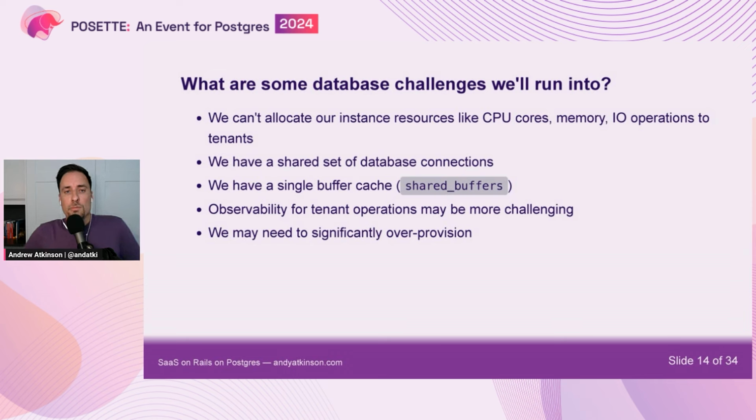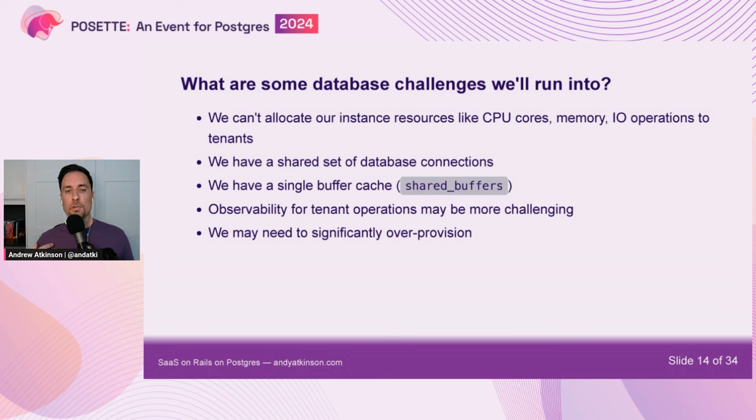So we're still exploring some of the capabilities with traditional or single instance Postgres before we go outside of that. But since we are running on a single instance, we might run into some challenges. What are some of those challenges that we should anticipate? Well, we can't really allocate our instance resources like CPU cores, memory, IO operations to our individual tenants. And we'll have a shared set of additional resources like database connections and a single buffer cache, also called shared buffers, that will contain data from different tenants.